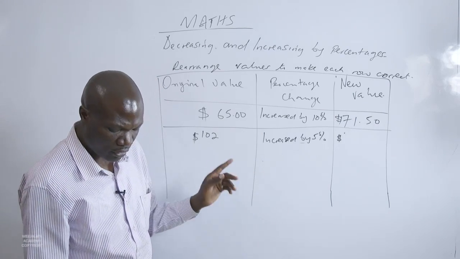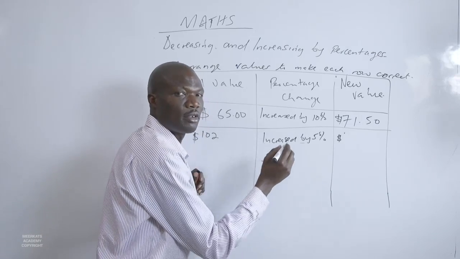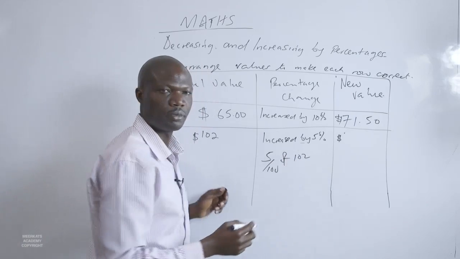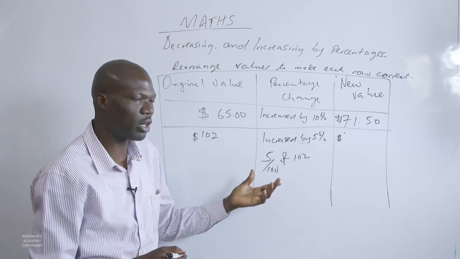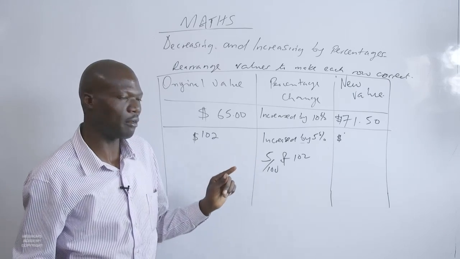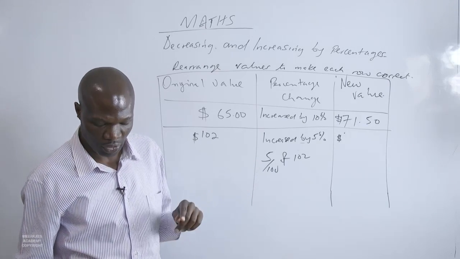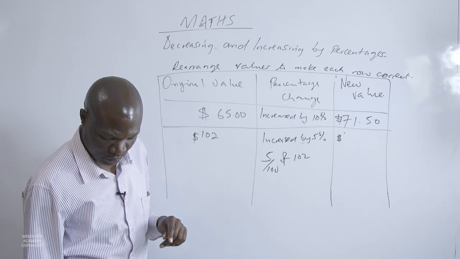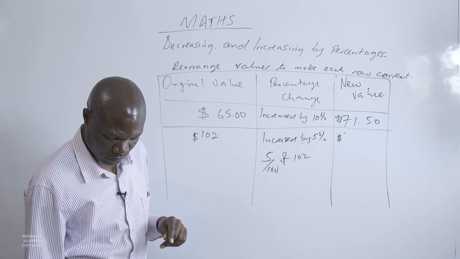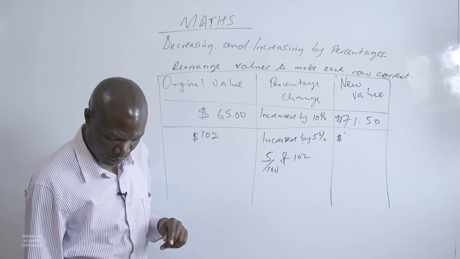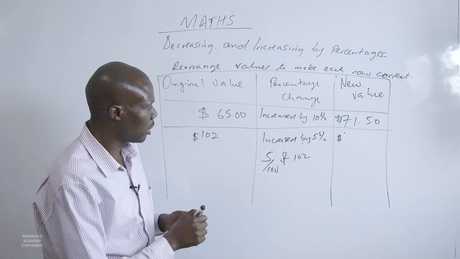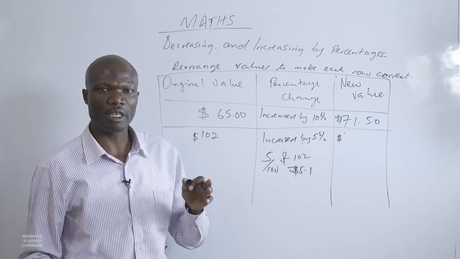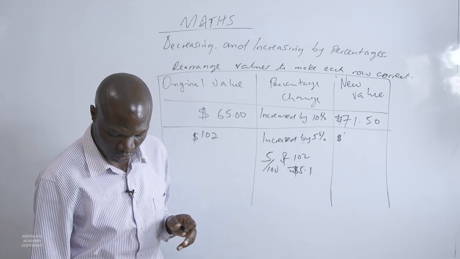If you calculate first 5 over 100 of 102, that is the first thing we need to know. What is the value of 5 over 100 of 102? If you do that, you find it is $5.1. Then take 5.1, add to 102.